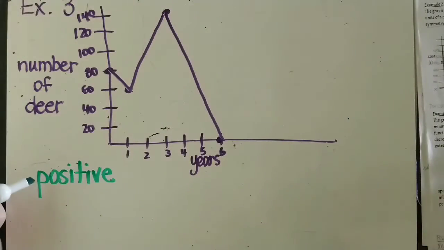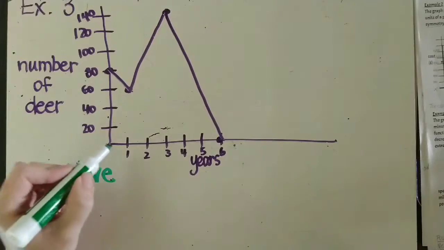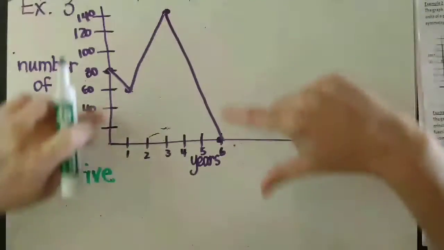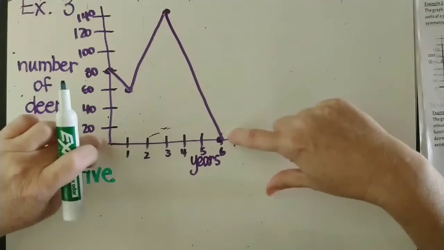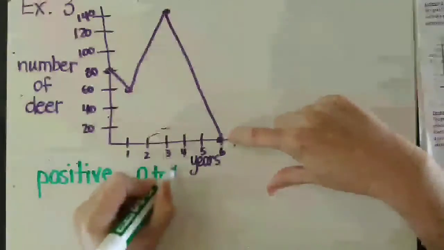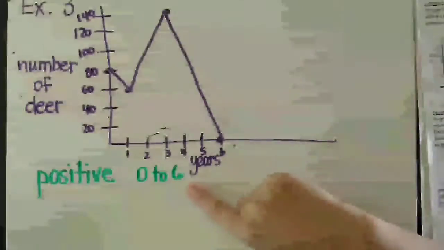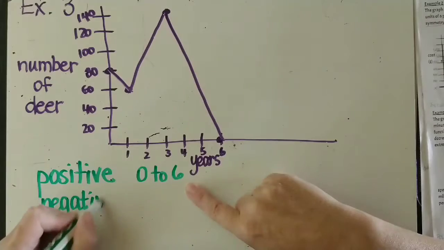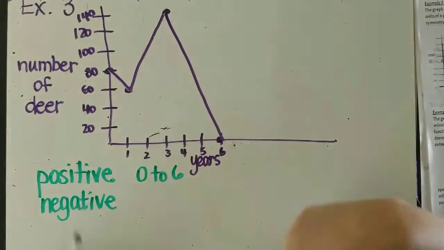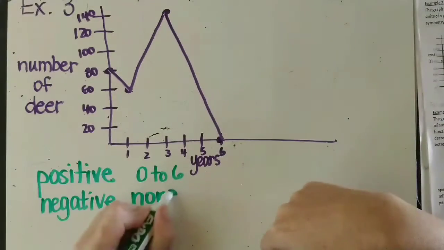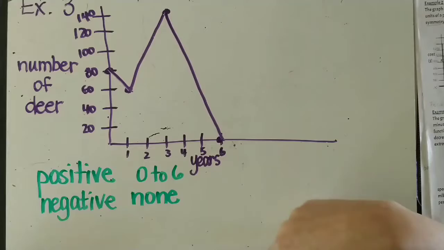So let's start with positive. When is our graph positive? Let's look at our x values. It looks like from 0 to 6, everything is above our x-axis. So you can say 0 to 6 is where it's positive. Negative, where does it fall below our x-axis? And that's none. There's no negative values here.